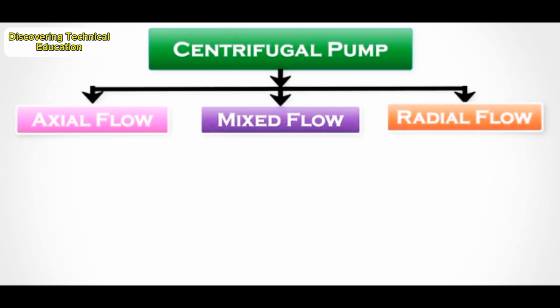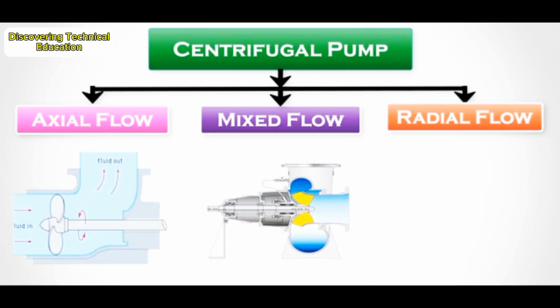Centrifugal pumps are subdivided into several categories. Axial flow pumps. Axial flow pumps are high flow, low pressure pumps which lift fluid in a direction parallel to the impeller shaft. Mixed flow pumps. Mixed flow pumps are medium flow, medium pressure pumps which push fluid out away from the pump shaft at an angle greater than 90 degrees.